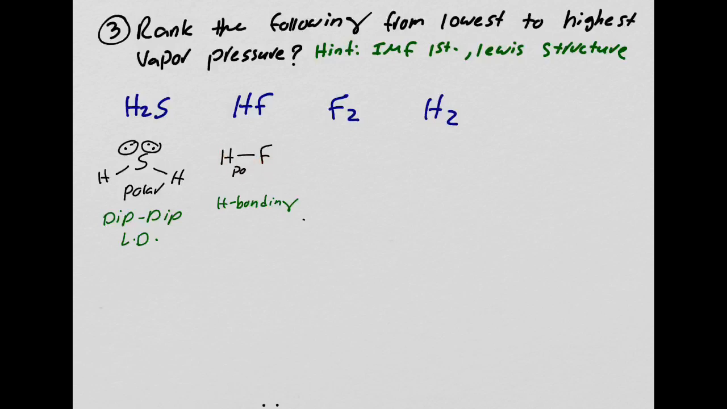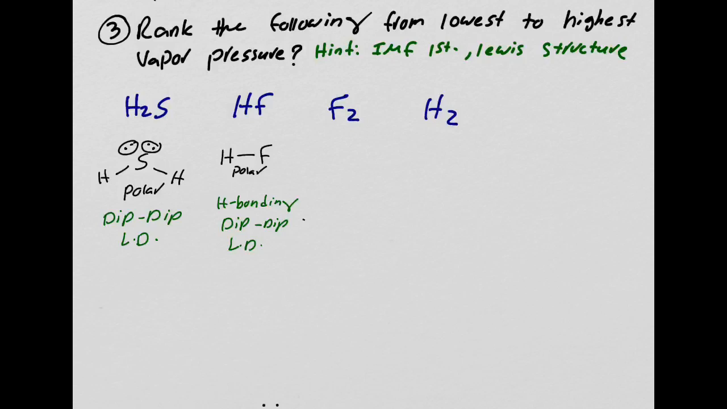Now, is it polar or non-polar? It's polar. So, if you're polar and you're covalent, what else do you also have? You also have dipole-dipole. And we said you have London dispersion too, because anything could have a temporary dipole.